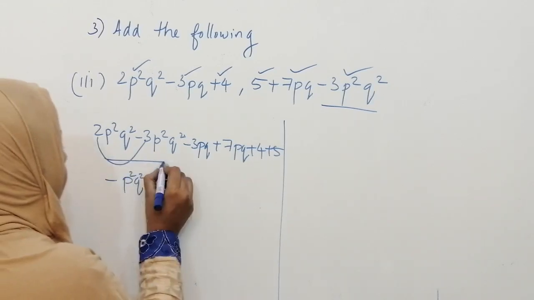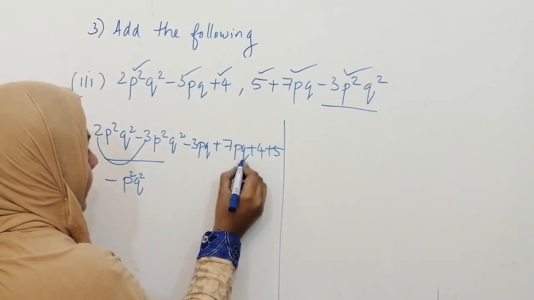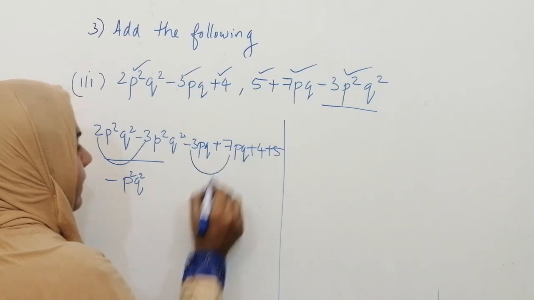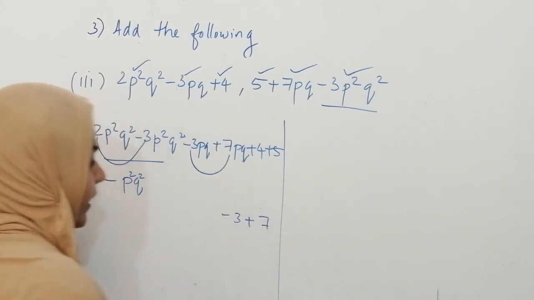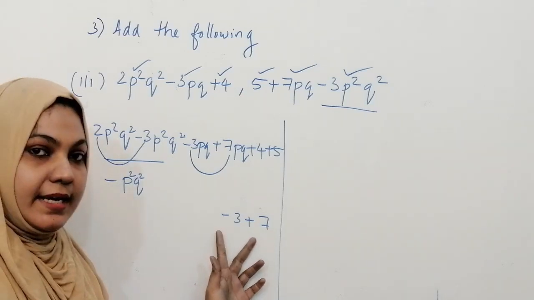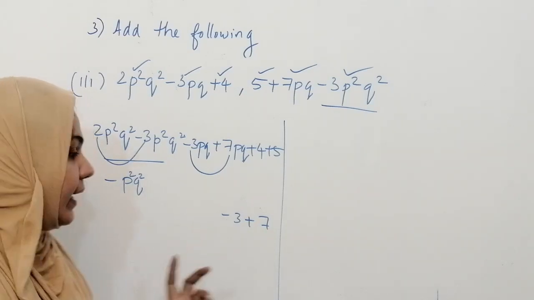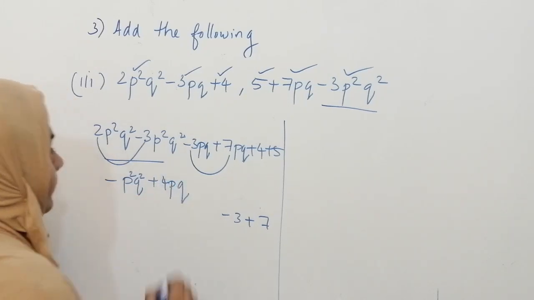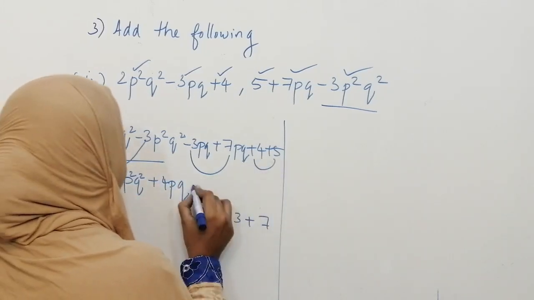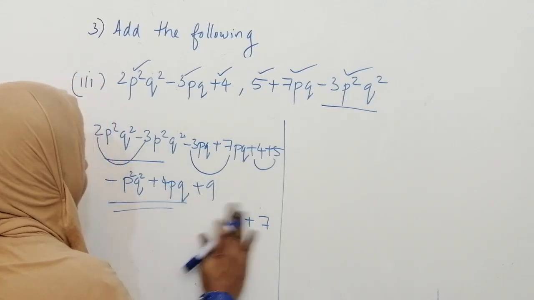So this we finish. Next minus 3pq plus 7pq. Minus 3 plus 7. So here you can see if different sign comes, subtract and give greater number sign. So 4pq. So next 4 plus 5 is 9. So this is the answer.